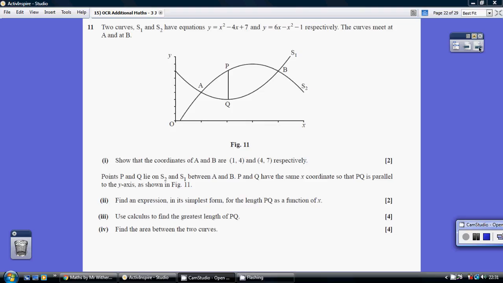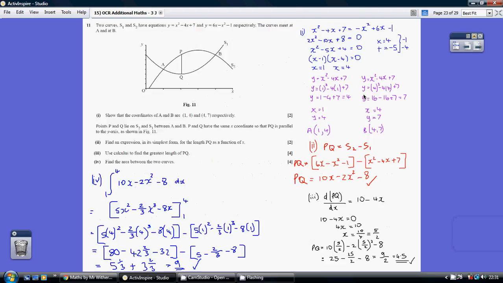Question 11. So, show that the coordinates A and B are (1, 4) and (4, 7). Now A and B are where S1 intersects with S2. So let's set both these curves equal. So x squared minus 4x plus 7 equals 6x minus x squared minus 1.